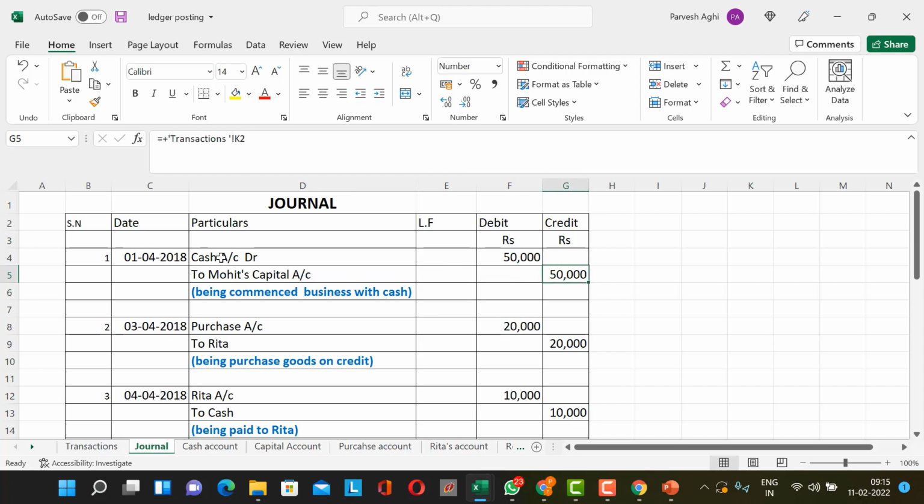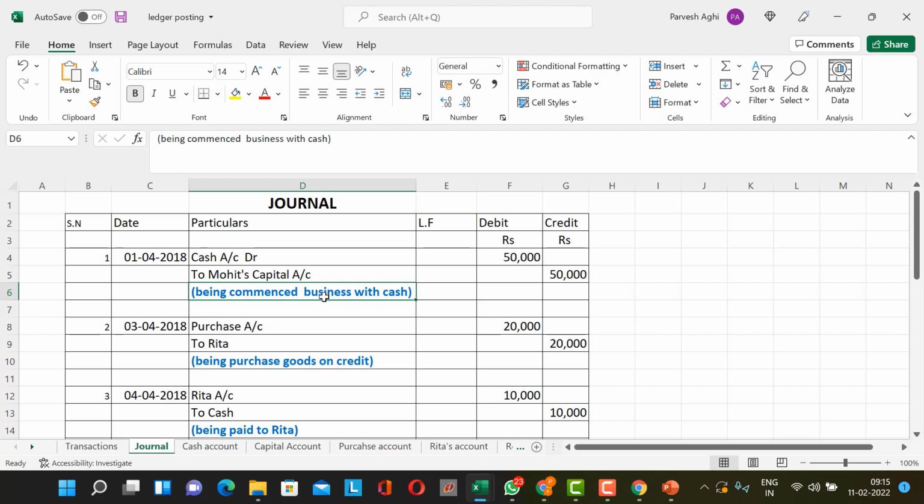So is this first entry very clear to everyone? Okay. Now this is a journal entry and you always have to write a narration also. If you don't write it in an exam question, you will lose some marks, because it is a must. Because it was the commencement of the business, we write "being commenced business with cash." So he started business with cash. So that's why this narration is coming.